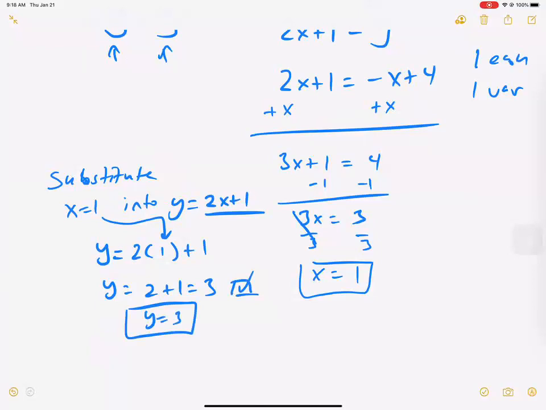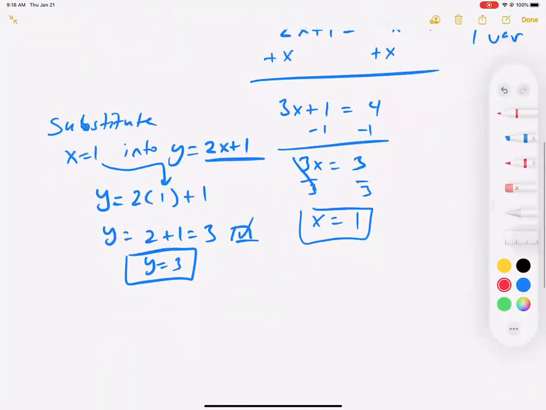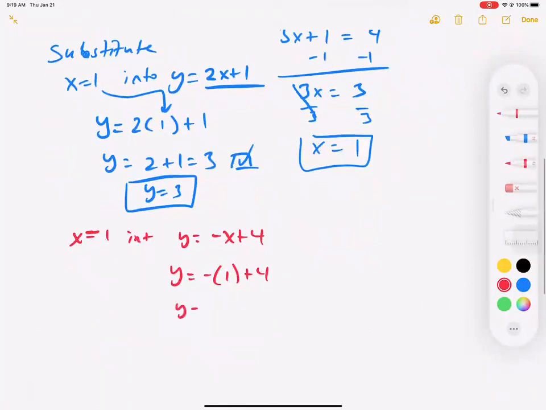What if I use my other equation, negative x plus 4? If I plug x equals 1 into y equals negative x plus 4, will it give us the same result? y is equal to negative 1 plus 4, which is also 3. So once we go back and substitute, it doesn't matter which equation we use, they're both going to give us the same answer. Why? Because these lines meet at this one point, and that's the solution for the equation.